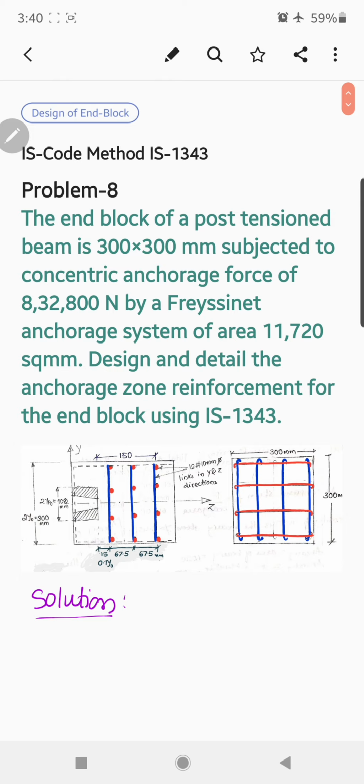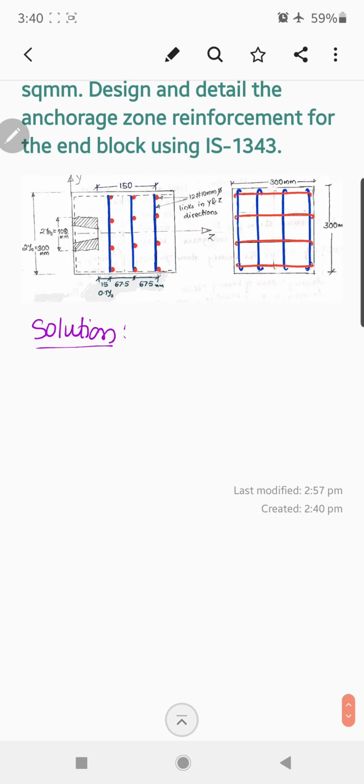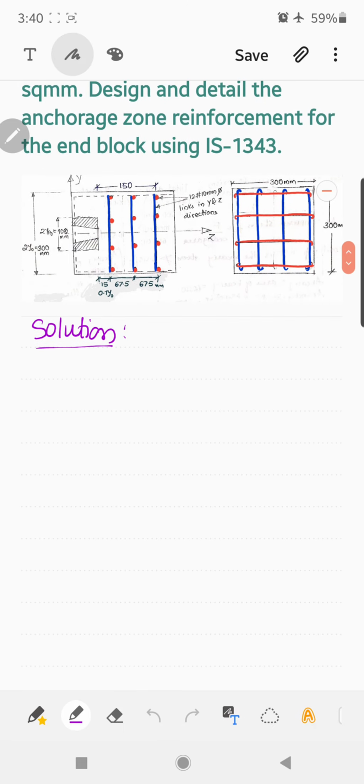The end block of a post-tensioned beam, 300 mm by 300 mm, is subjected to a concentric anchorage force, whose value is given, by a Fresnel anchorage system. The area is mentioned. Design and detail the anchorage zone reinforcement for the end block. Now you have to continue till the detailing. Now let us solve this problem.